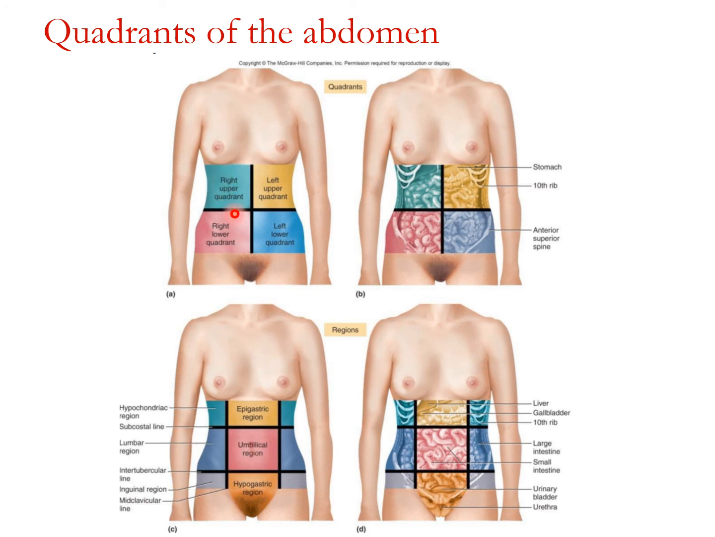So the quadrant on the right is called the right upper quadrant. Then you have the quadrant on the right lower region. It's called the right lower quadrant. Similarly, you have the left upper and the left lower quadrant.